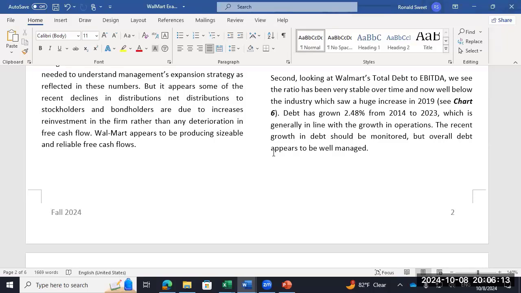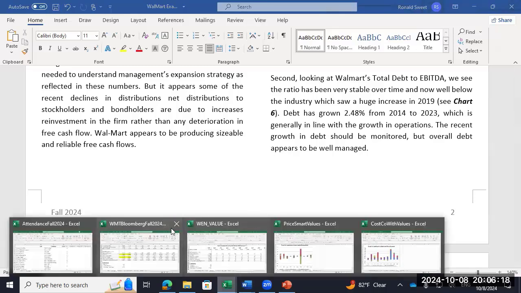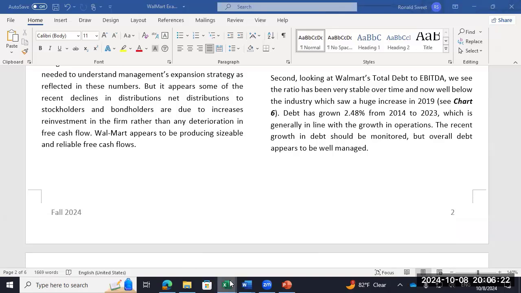Everybody got liquidity? You want to see other companies? Well, let's look at Wendy's real quick, given that they're single B rated. I hope Wendy's makes it to the end of the semester.